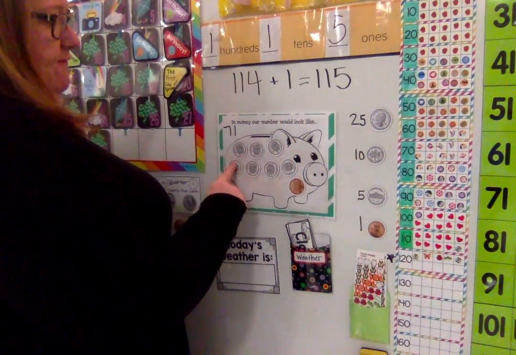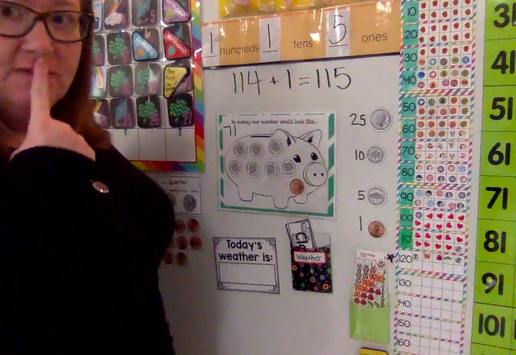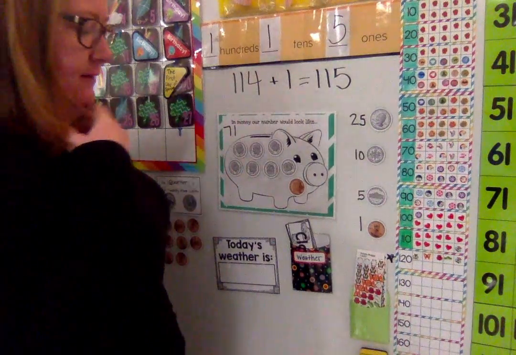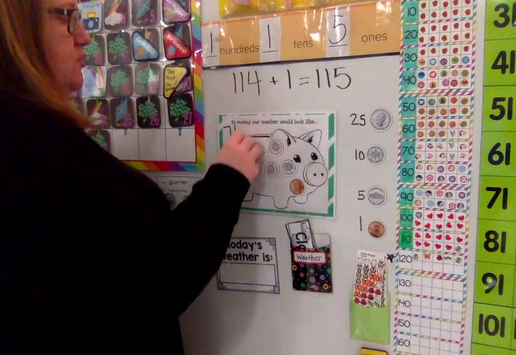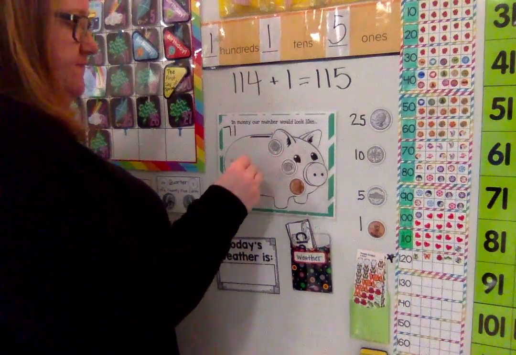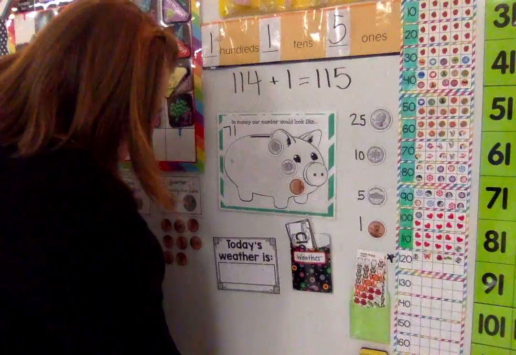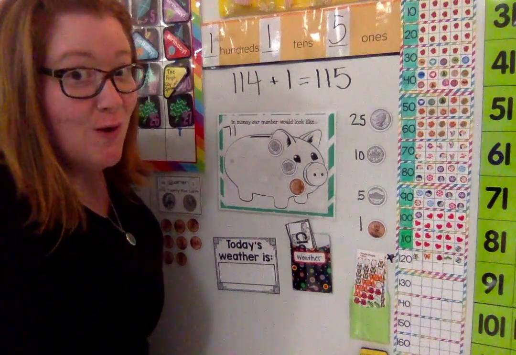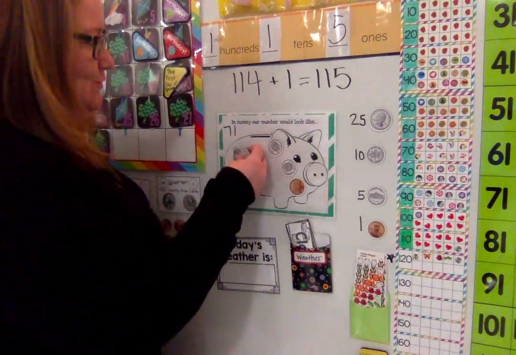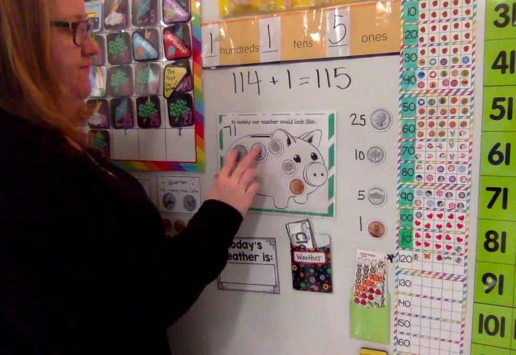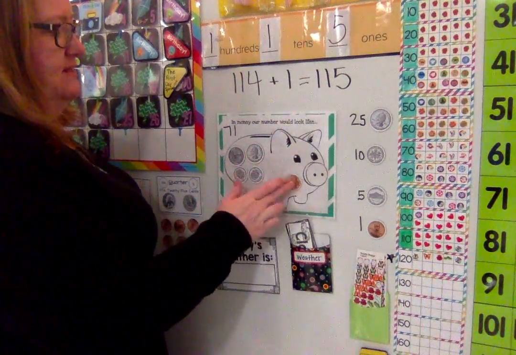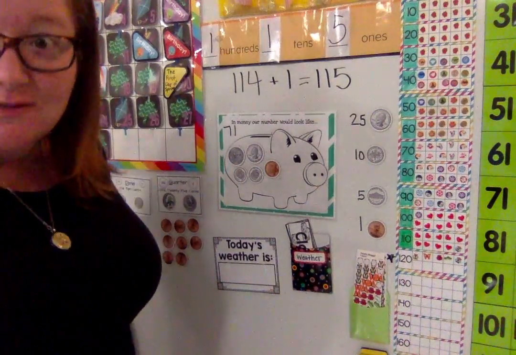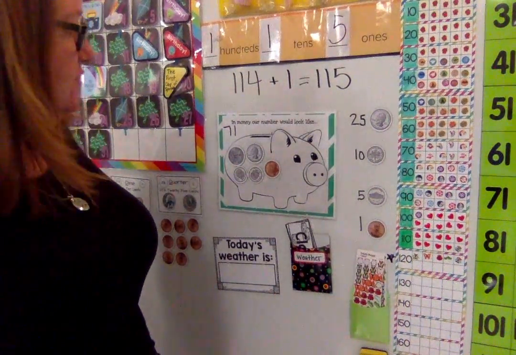We could do 7 dimes. 1, 2, 3, 4, 5, 6, 7. And a penny. Or I know that 10, 20, 30, 40, 50, 5 of these dimes is the same as 2 quarters. They're worth 50 cents, 2 quarters. So 50, 60, 71 cents is another way to do it.